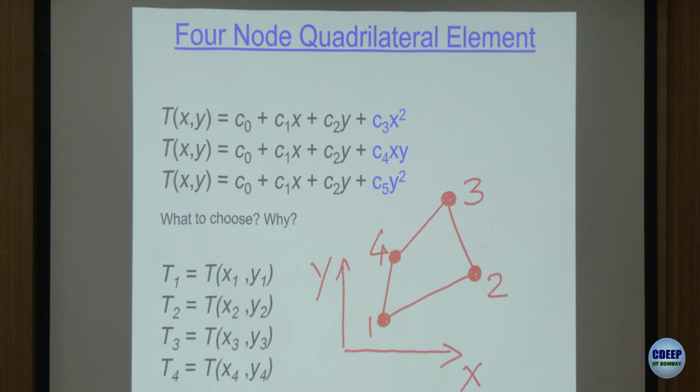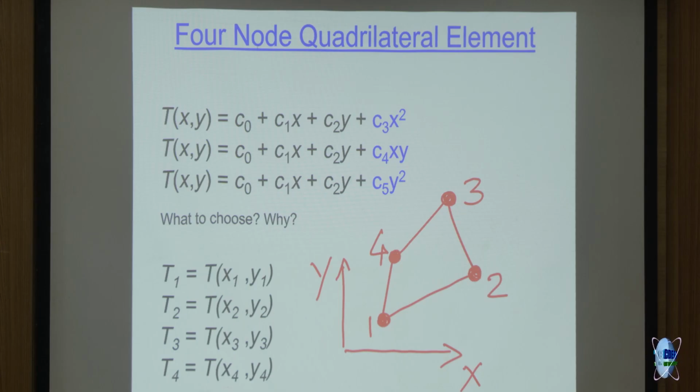Now another interesting problem comes up if I am looking at not a triangular element but a general quadrilateral element. Suppose I now have 4 nodes, so C0, C1, C2, C3. C0, C1, C2 is clear: constant, x and y. Now with respect to C3, what do I attach? Should I attach x squared or xy or y squared? This is a new problem that I have.